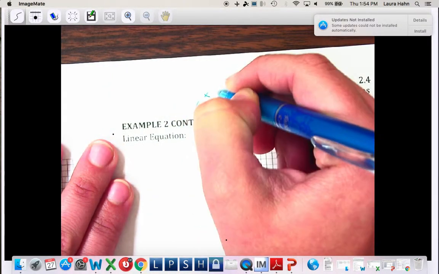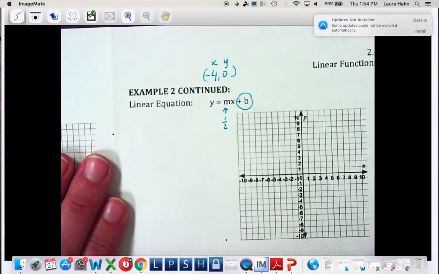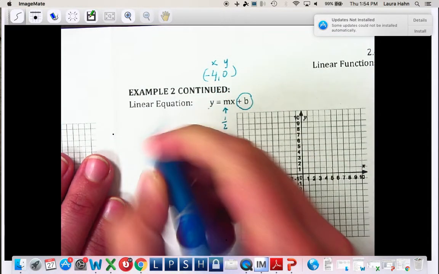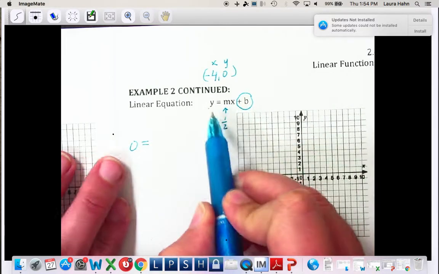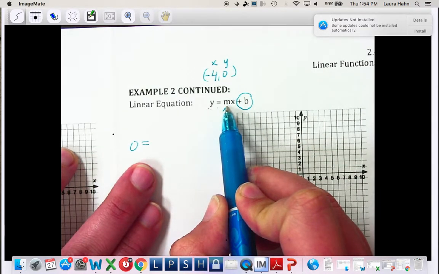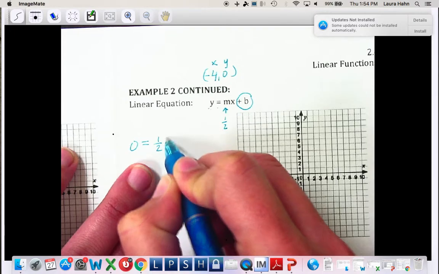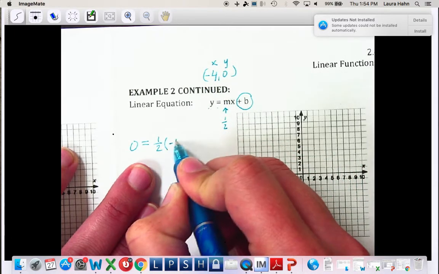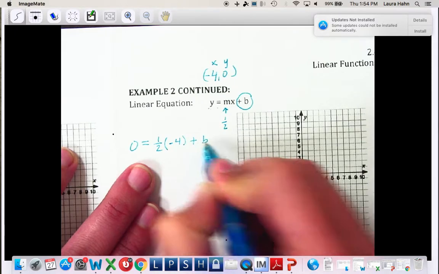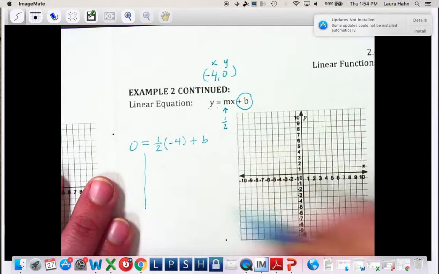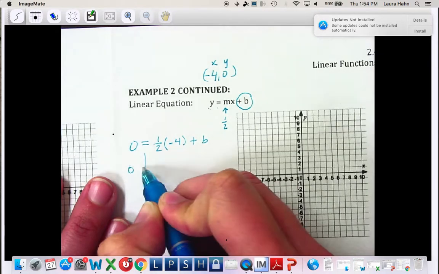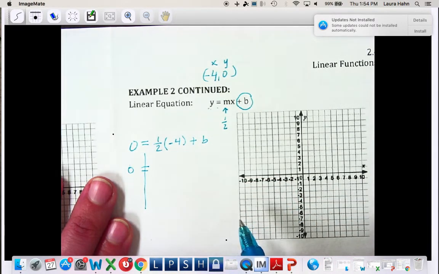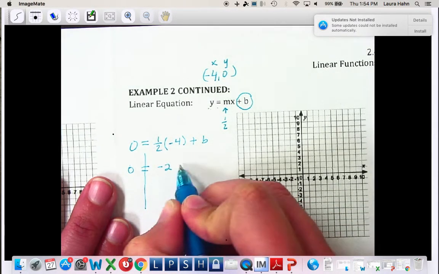This is an x, this is a y. So we're going to plug in, instead of y, I'll plug in 0 equals, so y equals, my slope we already discovered was 1/2. X, we're going to use x from a point which is negative 4 plus b. Okay, so we're going to solve for b. So 0 equals 1/2 times negative 4 is negative 2 plus b.